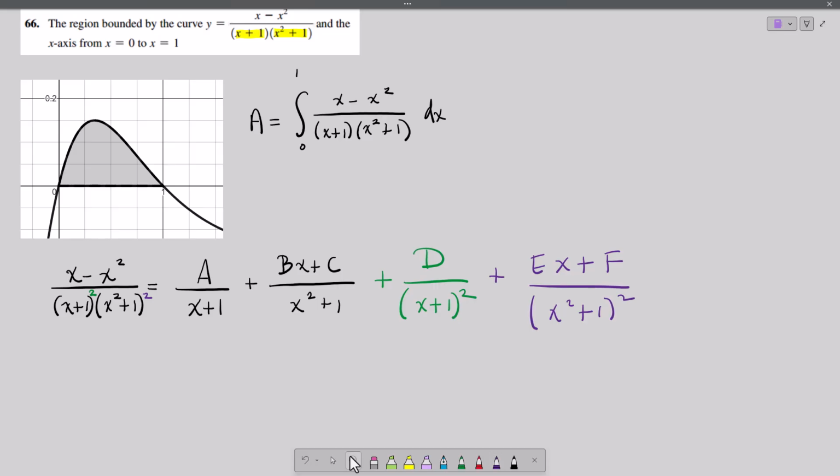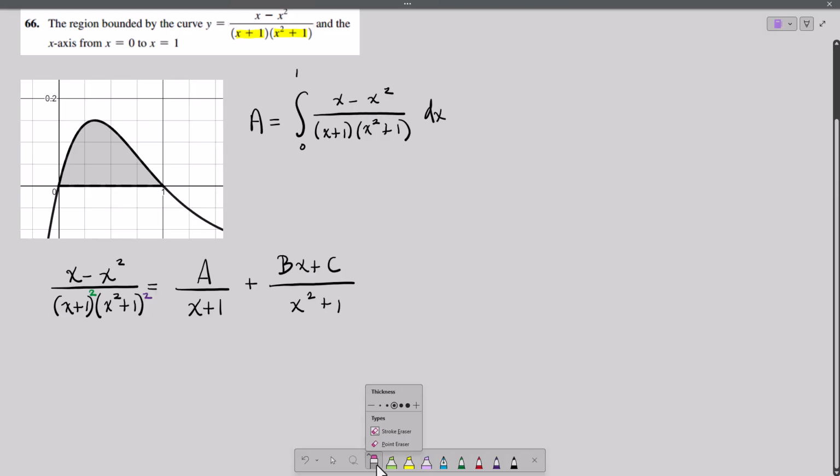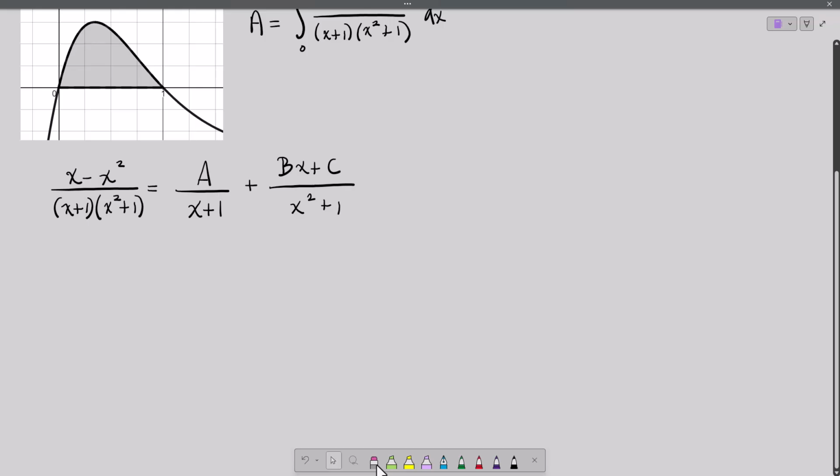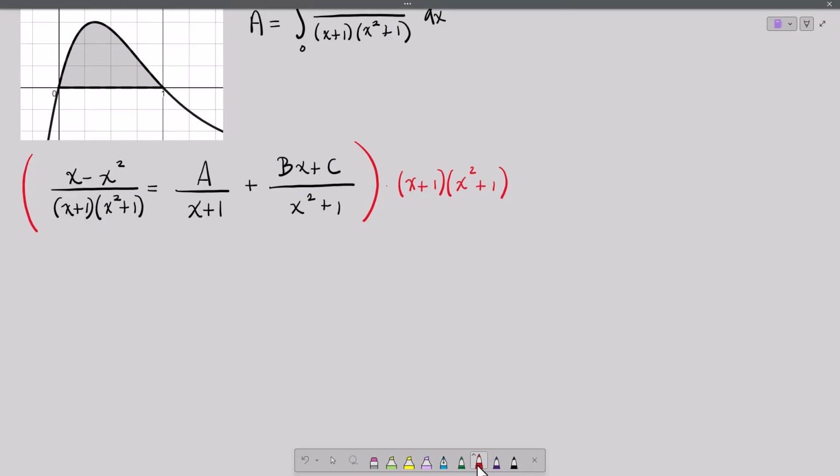Okay, so we don't have those, and we're glad we don't have those because that would be quite a lot of work. So now we have this as our structure for our PFD. The next thing we do is create what I call the PFD equation. The PFD equation we find by clearing out the fractions. So we multiply both sides of the equation by the left-hand side denominator. We're going to multiply the entire equation by the denominator on the left. And that creates our PFD equation.